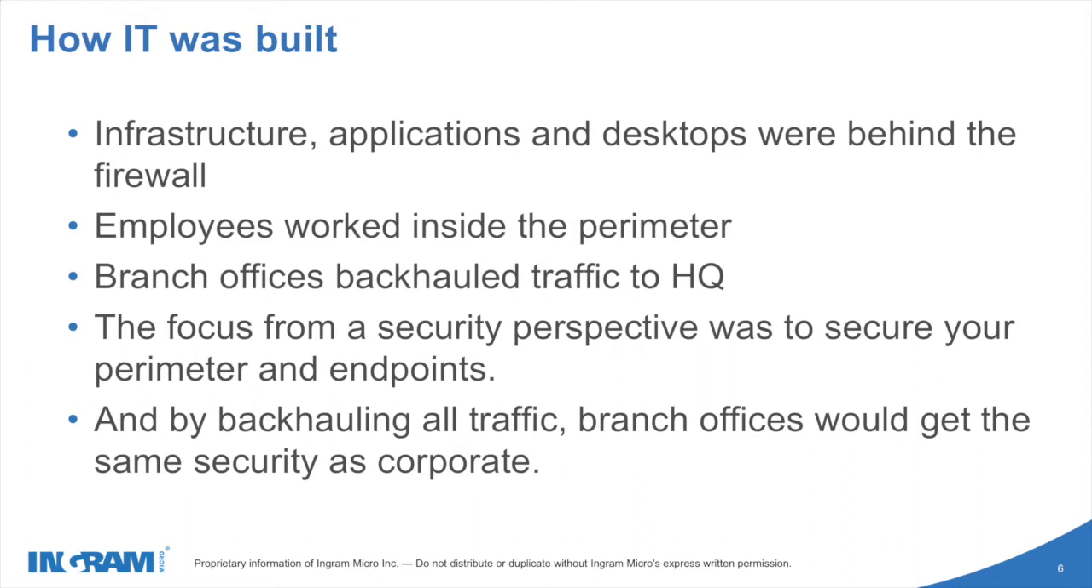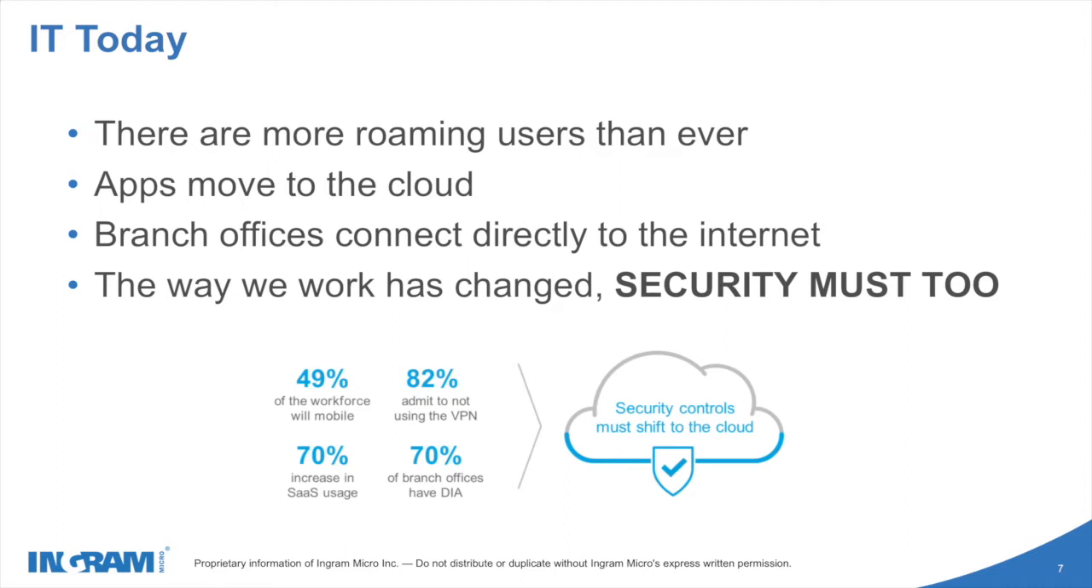In the last few years, as you could see, the way we work has fundamentally changed a great deal. So what has changed? Well, more happens off network. There are more roaming users than ever. There are more corporate-owned devices accessing the internet from other networks. Applications are moving to the cloud. Users no longer need to connect to the corporate network to get the work done. They use cloud applications, for example, Office 365 from Microsoft.